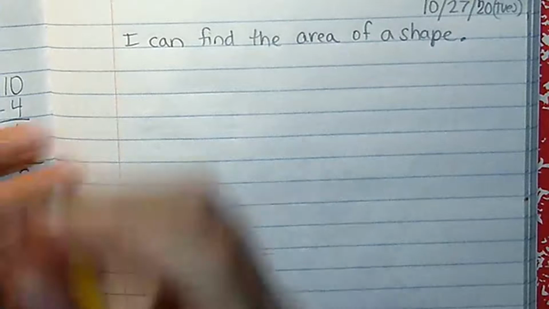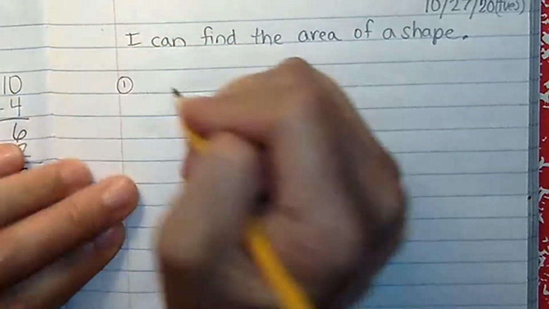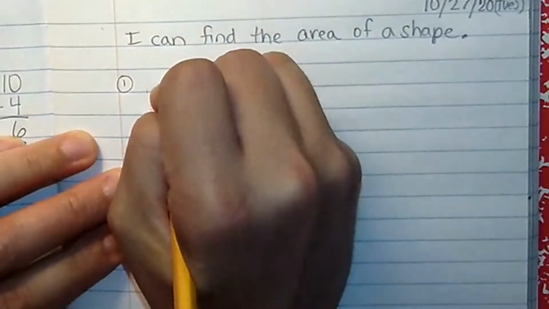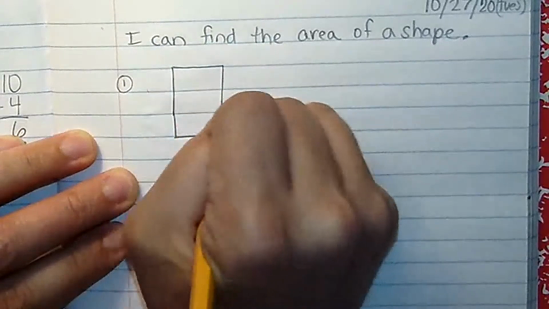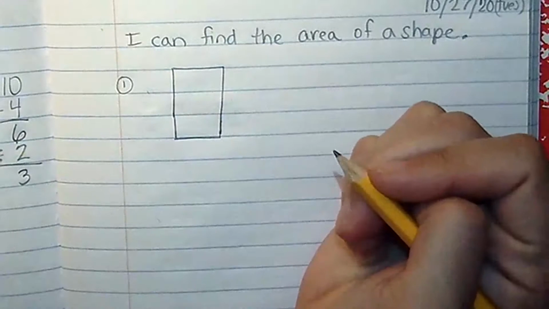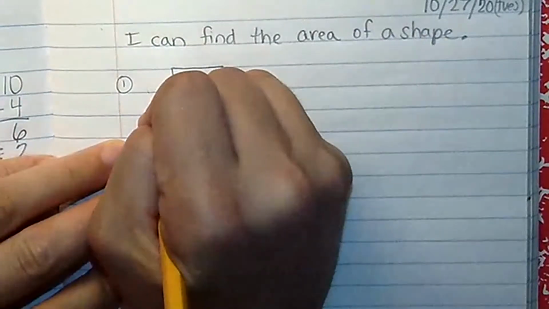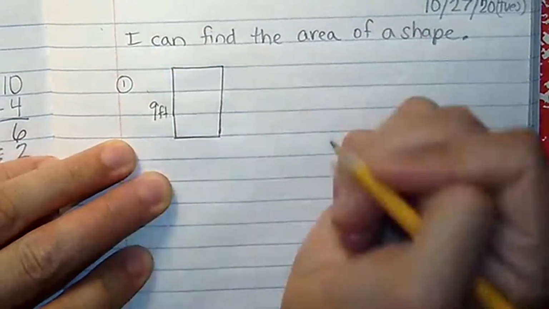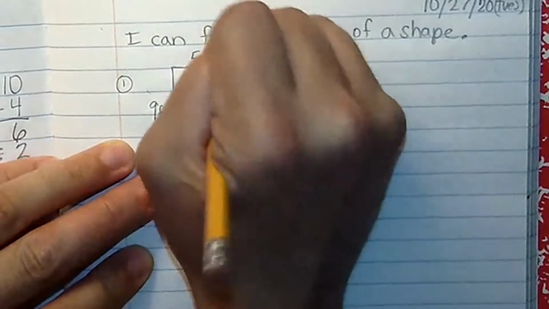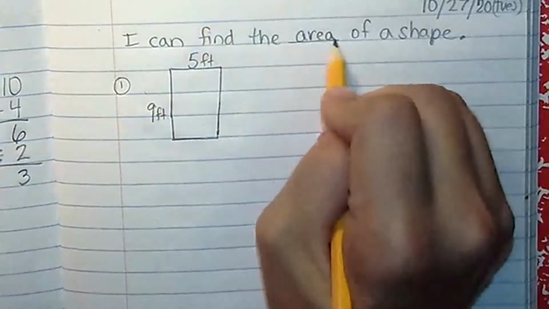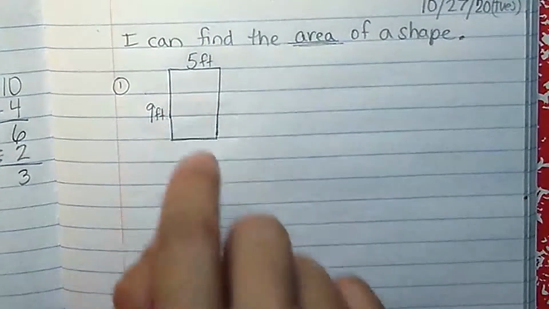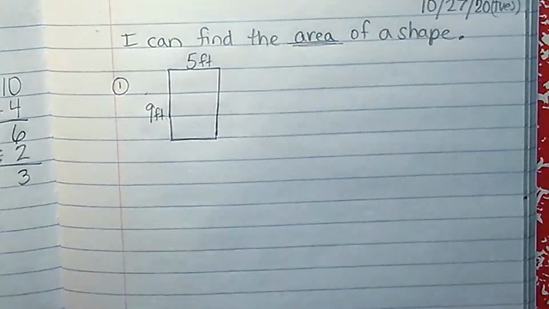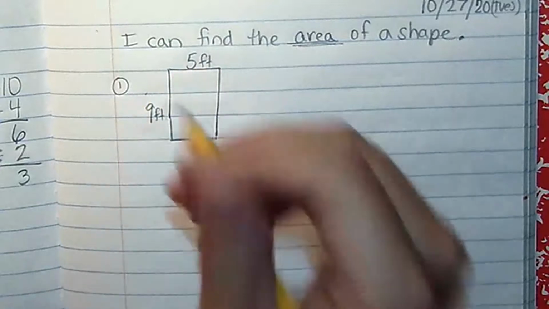All right, here's number one. We're going to pretend that this is my yard. And I'm going to tell you that it is 9 feet long and 5 feet wide. Today we're trying to find the area of the shape. The area means the space inside. This is where Samson can play. We want to know how many square feet Samson can run in the backyard.